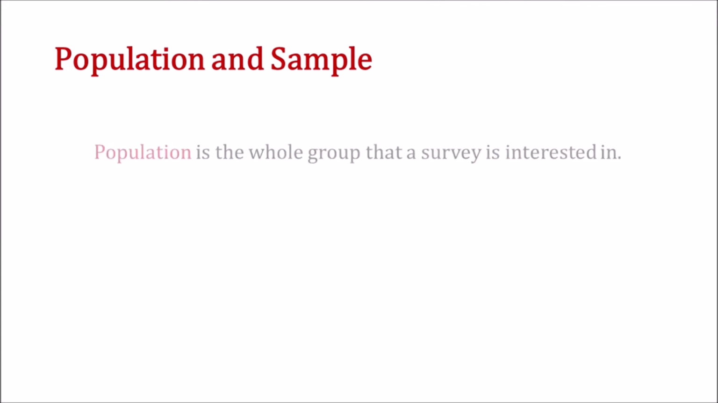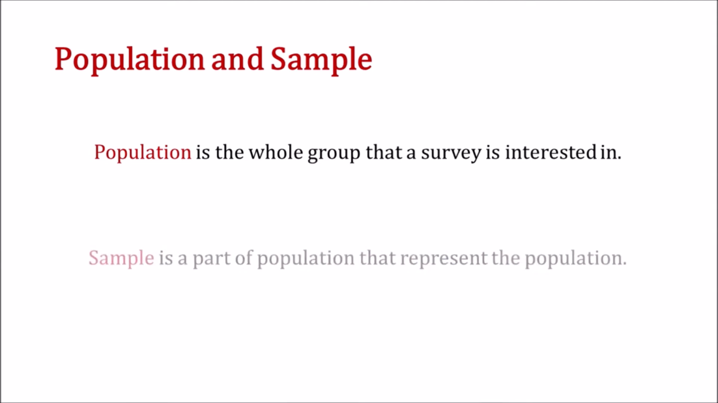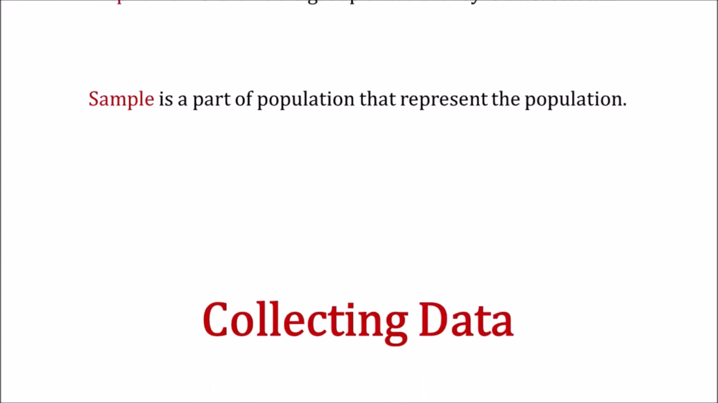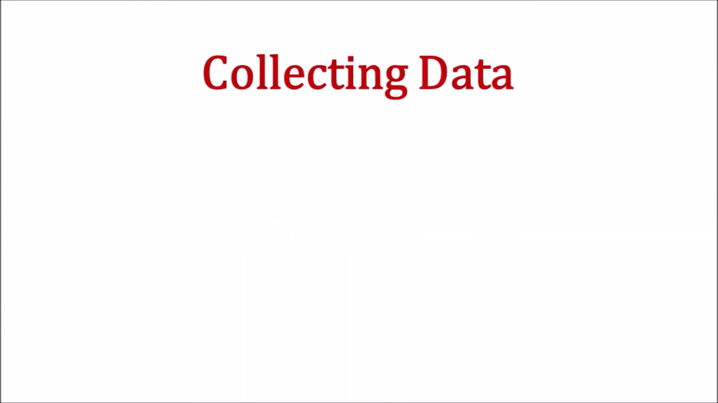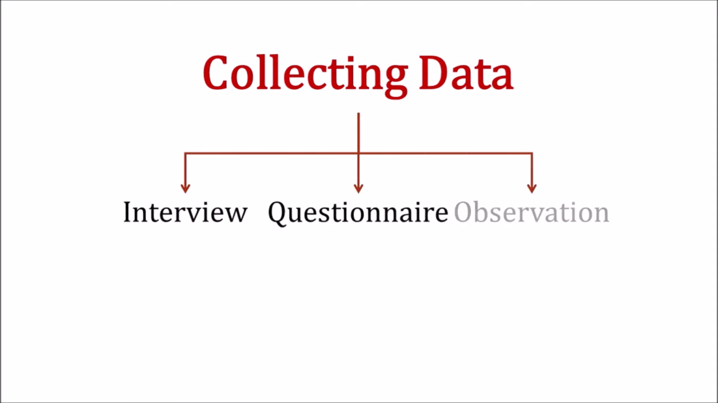To get data, we must have a population. Population is the whole group that a survey is interested in. But sometimes the population is too big to observe, so we must make a sample. A sample is a part of the population that represents the population. There are three ways of collecting data: interview, questionnaire, and observation.